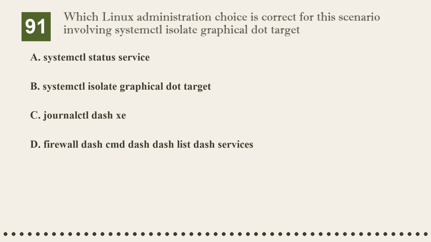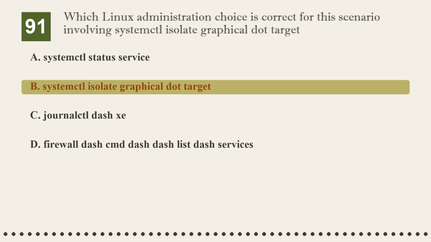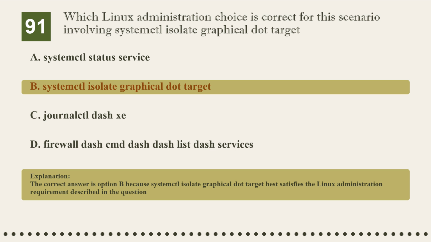Question 91. Which Linux administration choice is correct for this scenario involving systemctl isolate graphical.target? Option A. systemctl status service. Option B. systemctl isolate graphical.target. Option C. journalctl. Option D. firewall-cmd --list-services. The correct answer is option B, systemctl isolate graphical.target, because it best satisfies the Linux administration requirement described in the question.